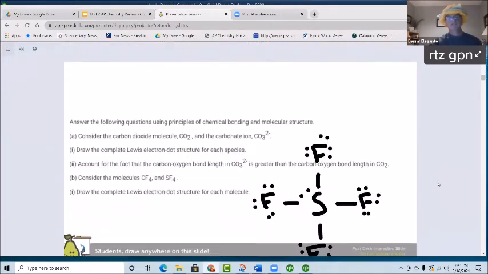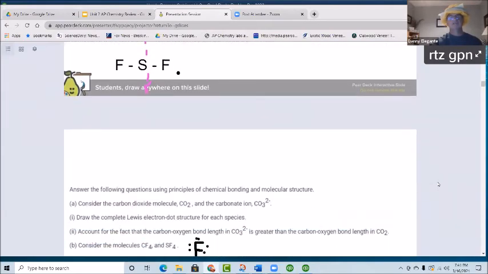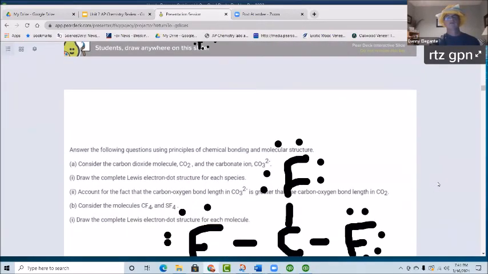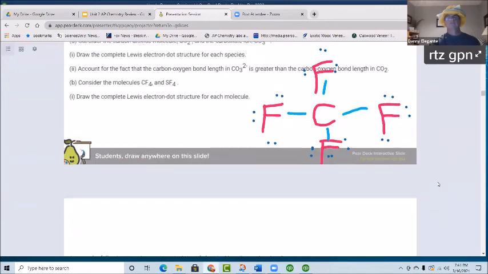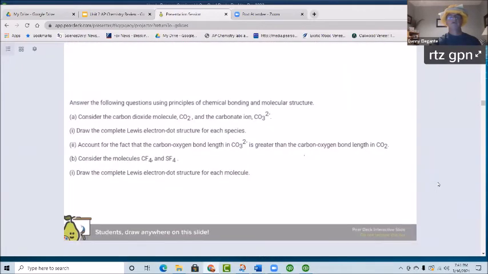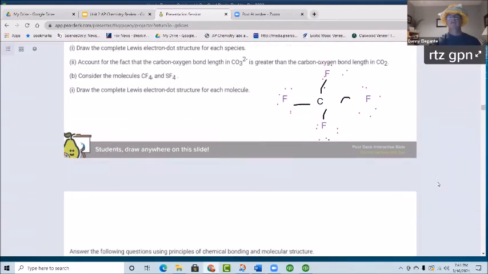There's a cheeseburger. Yes, my hat's a cheeseburger. There's a good SF4. I like that so many of y'all are doing this in various and sundry colors. This is great.